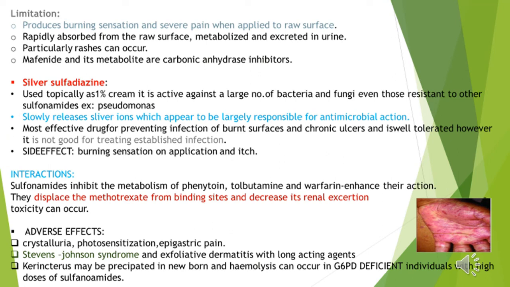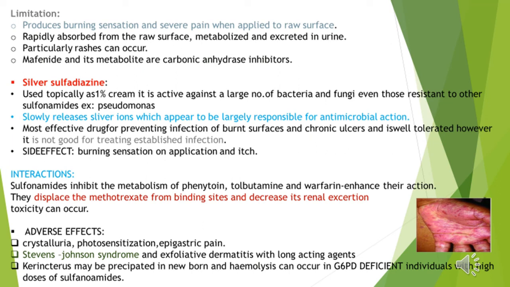Interactions: sulfonamides inhibit the metabolism of phenytoin and tolbutamide. They displace methotrexate from binding and decrease its renal excretion, which causes toxicity. Adverse effects: crystalluria, photosensitization, epigastric pain, Stevens-Johnson syndrome.